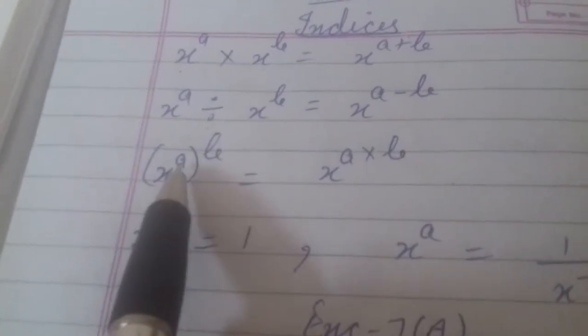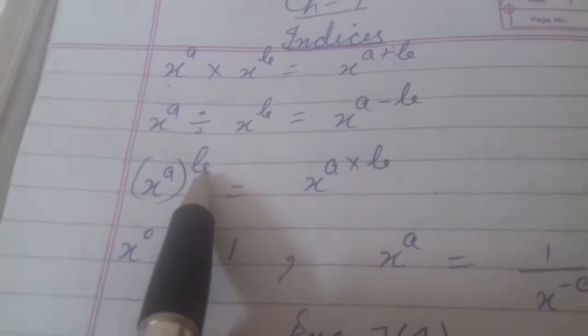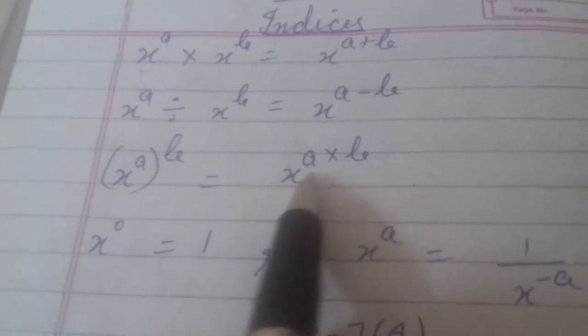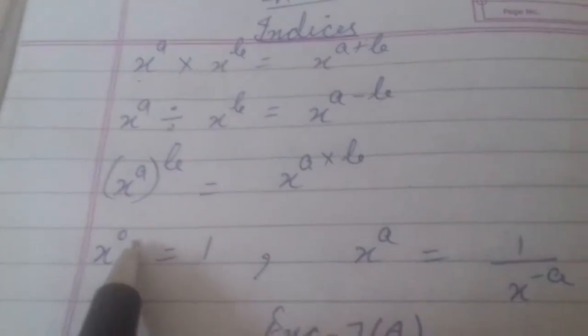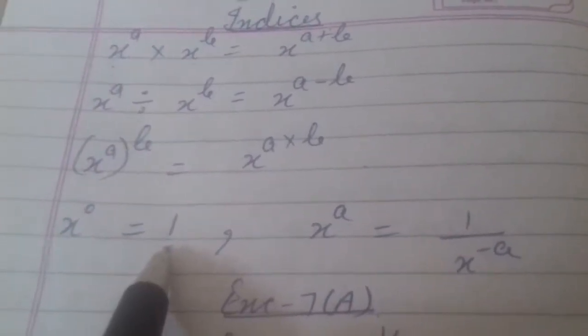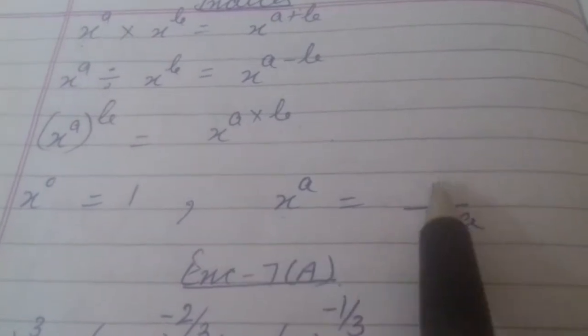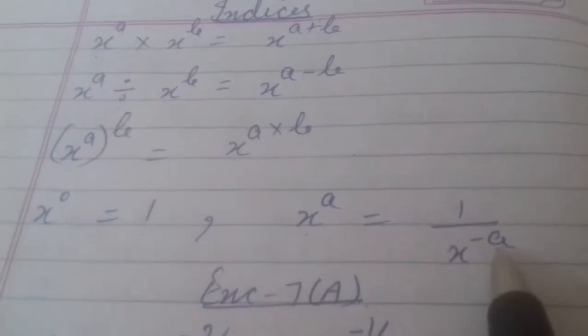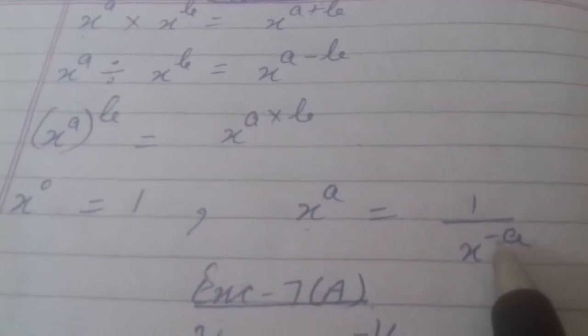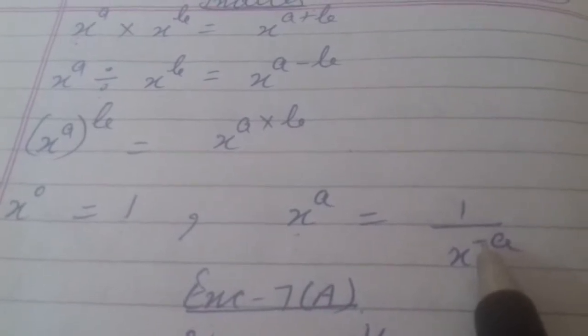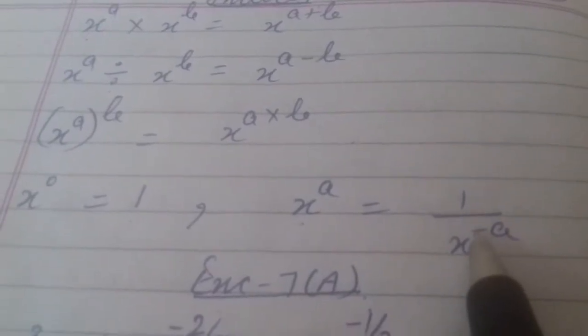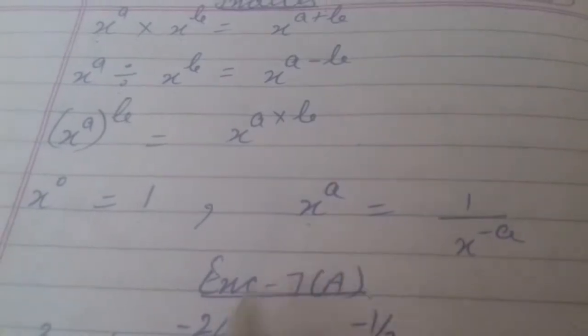This is power law. One power inside, one power outside. In that case, powers will multiply. And anything raised to power 0 is equal to 1. And here you can see x power a is in the numerator. When you take it into the denominator, the sign of power will change. Means when you change the position of the base, the sign of the power will change.